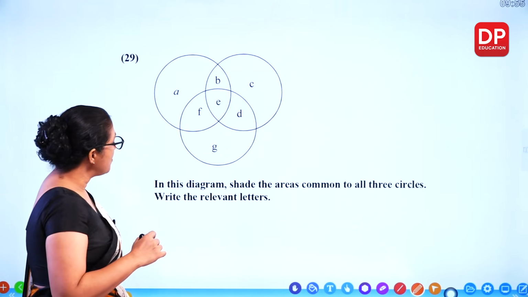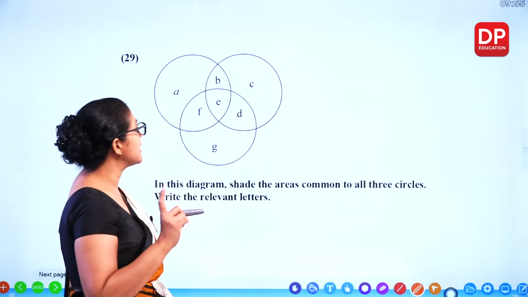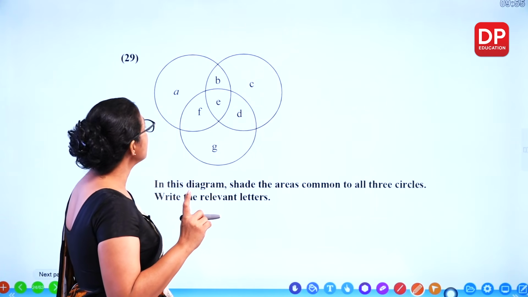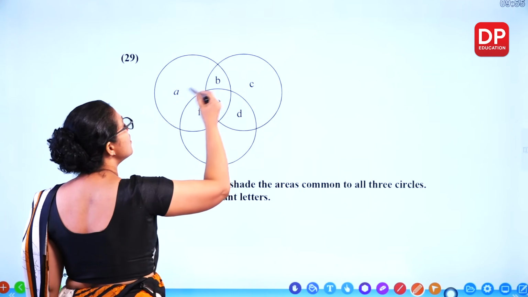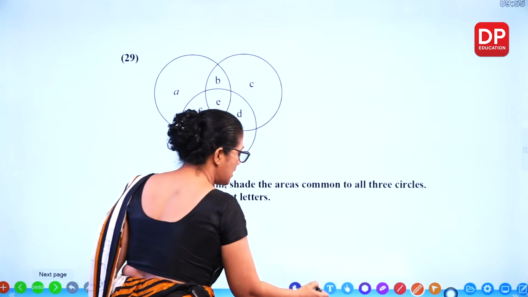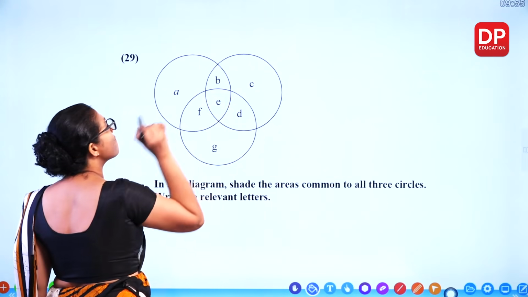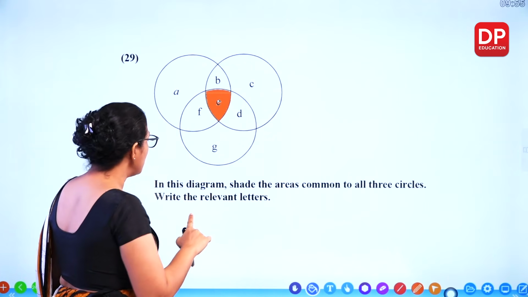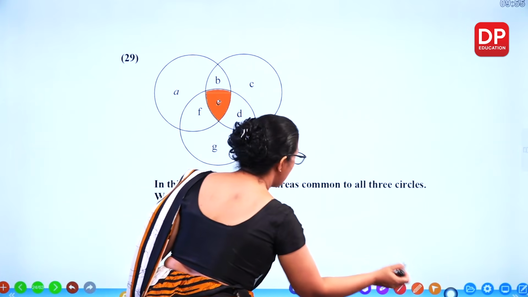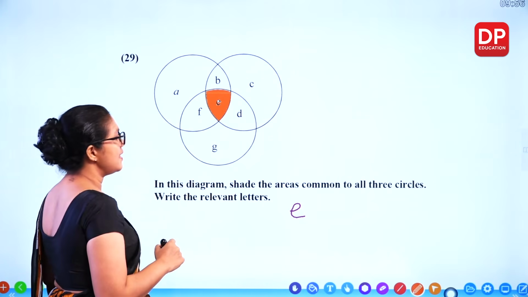Look at this diagram. In this diagram, shade the areas common to all three circles. Write the relevant letters. 1, 2, 3. So this region is a common region. So this part is the common region. So what's the letter? Relevant letter is E.